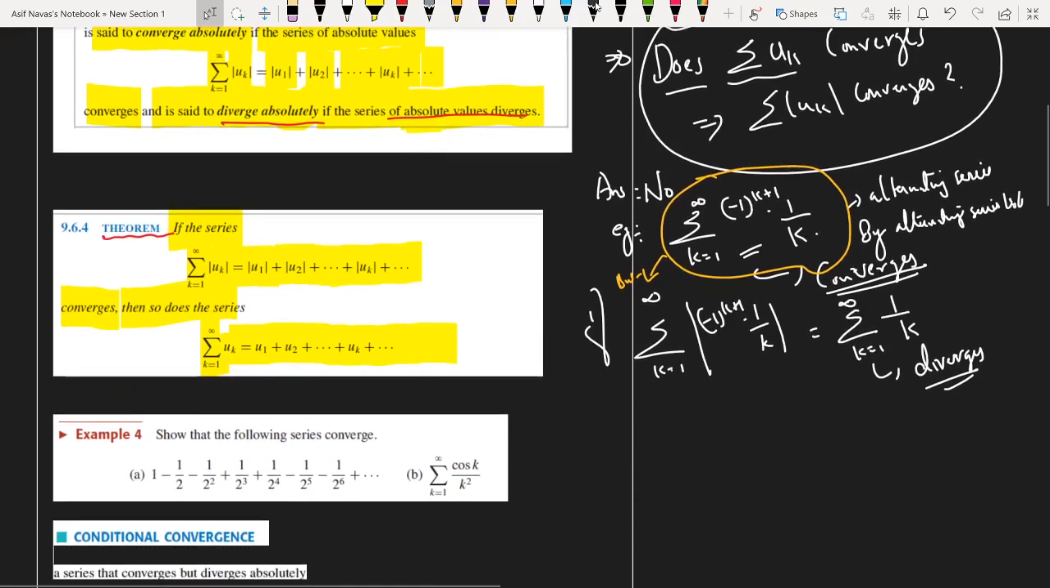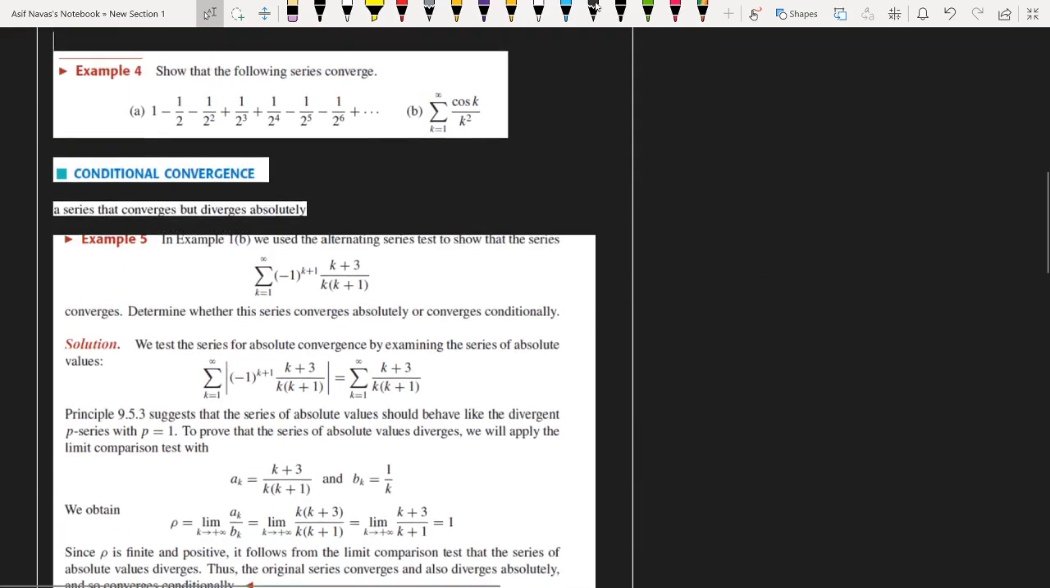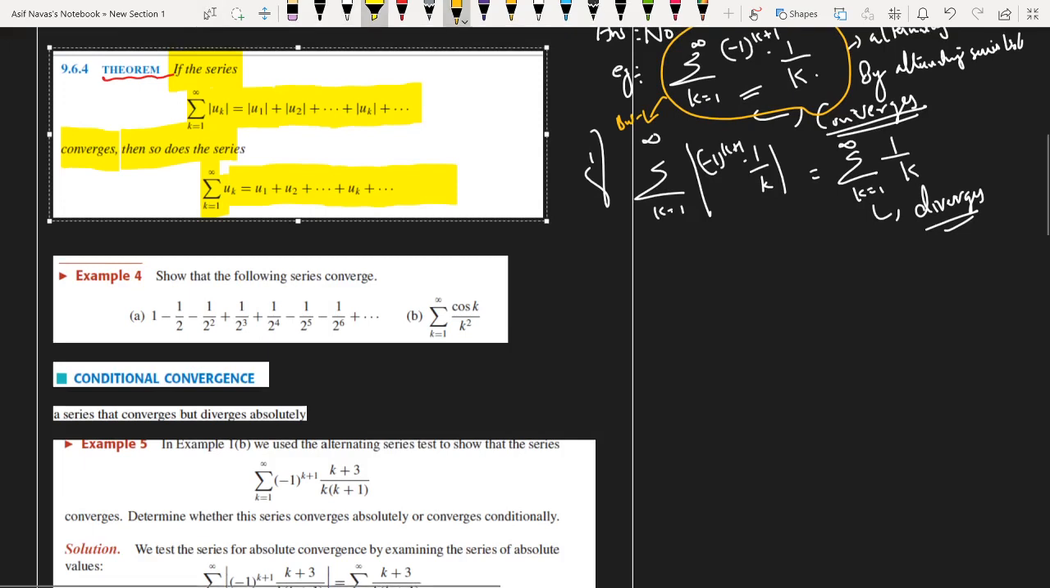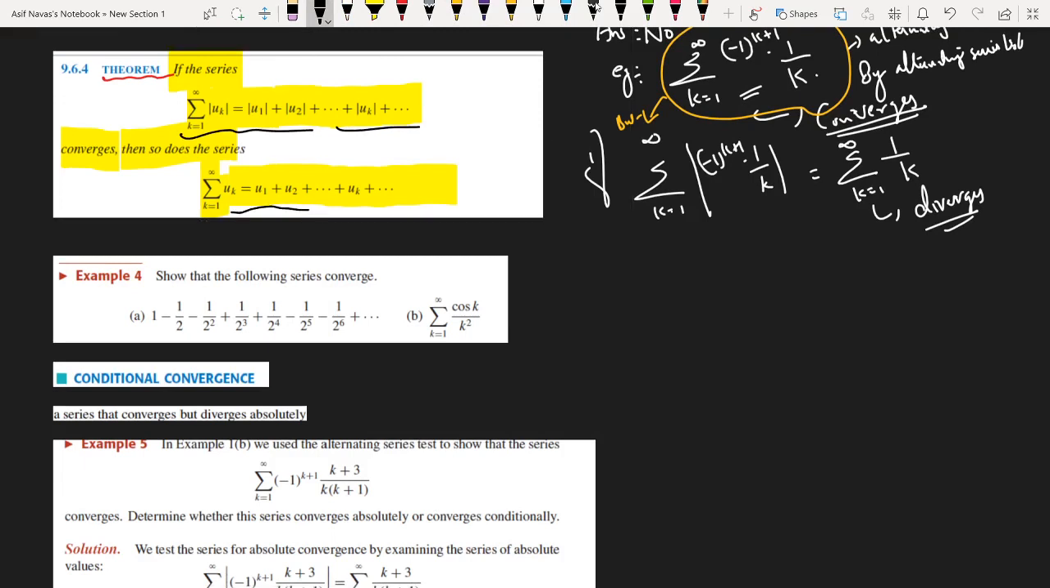So our theorem tells us that if a series is absolutely convergent, that means the modulus values converge, then the series also converges. Now we want to do these two problems. Show that the following series converge. The given series in the first one is 1 minus 1 by 2 minus 1 by 2 square plus 1 by 2 cube plus 1 by 2 raised to 4 minus etc.